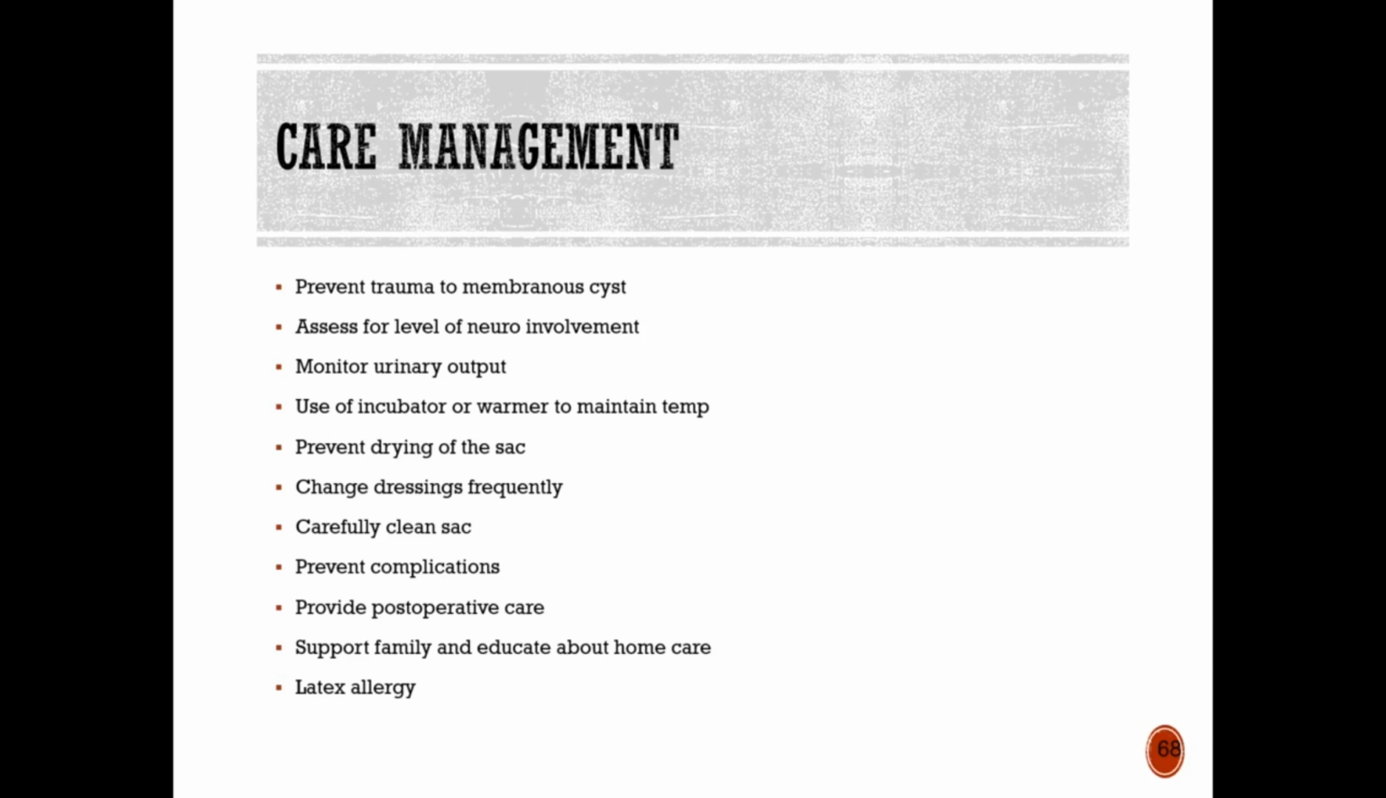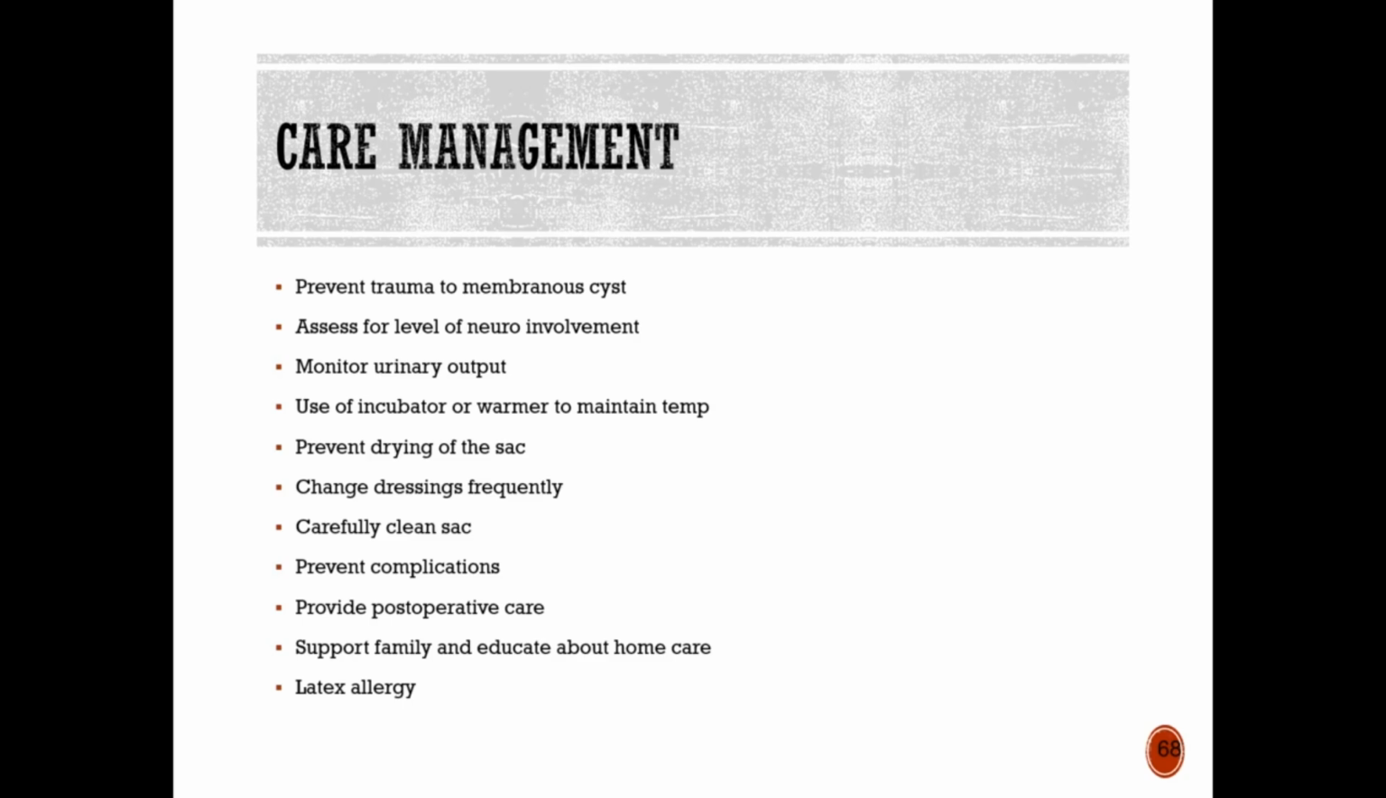So long-term treatment will be required. We need to consider what are the most concerning aspects for the child and family. So we really need to advocate for the child, help support the family. We want to make sure that we're preventing trauma to that membranous cyst. We want to, again, assess neural involvement. What activities can they do? Do they have movement? Do they have sensation?